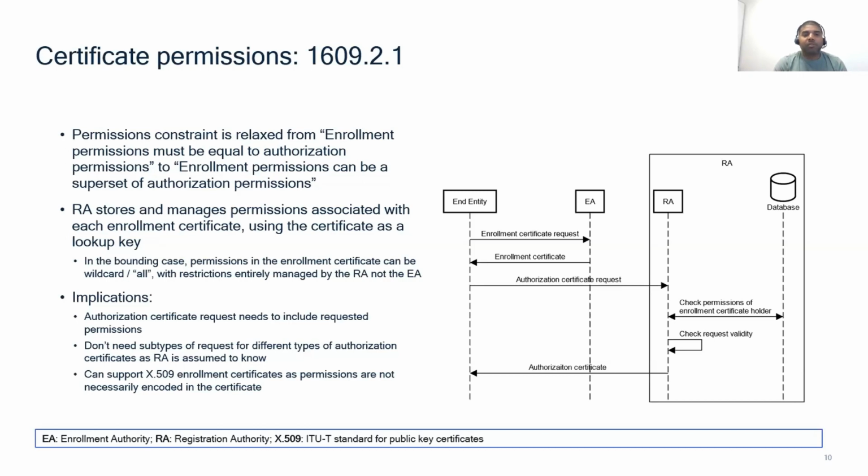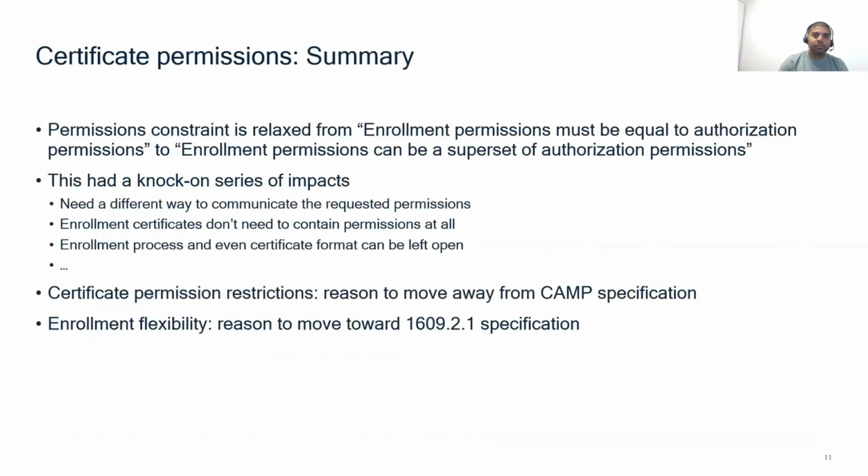However, we don't need subtypes of request for different types of authorization certificates, as the RA is assumed to know which permissions are authorized for that particular authorization certificate. And we can support X509 enrollment certificates because the permissions are not necessarily encoded in the certificate, for example, the wildcard option that I mentioned earlier. So to summarize, in 1609.2.1, we have relaxed the permission constraint from exactly mapping from enrollment to authorization to having enrollment encode permissions that are a superset of permissions.